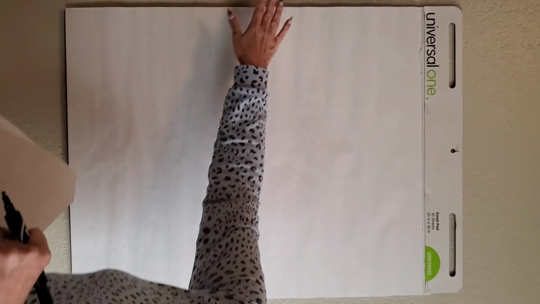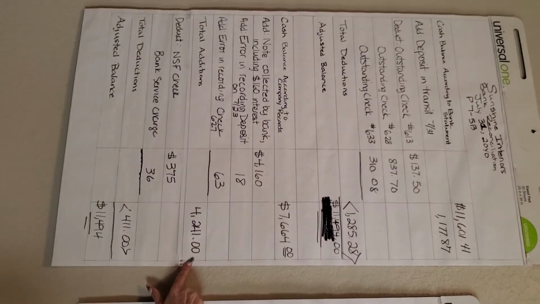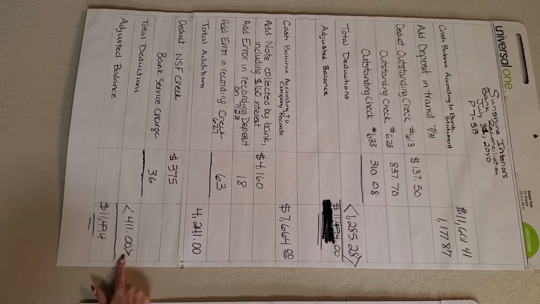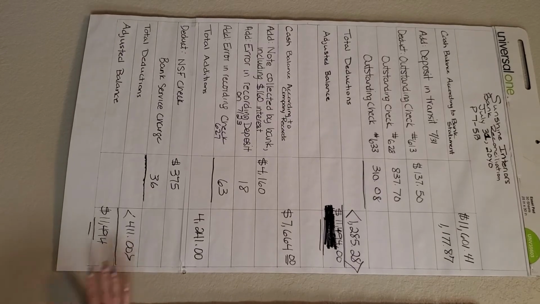All right, everybody. Now, as I said before, we're back. We need to make a journal entry to show the addition of this $4,241 to our cash account. In addition, we need to do a separate journal entry to show the deduction of $411 from our cash account and to record all the items that we need.